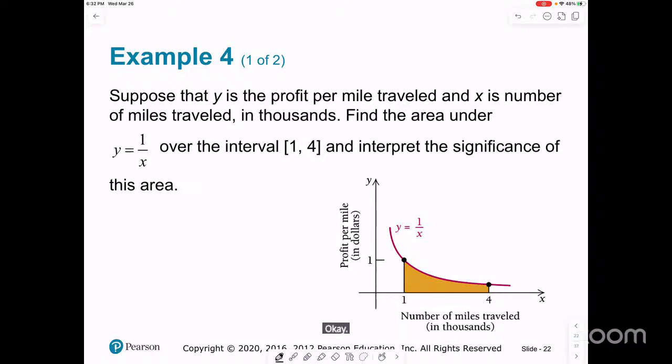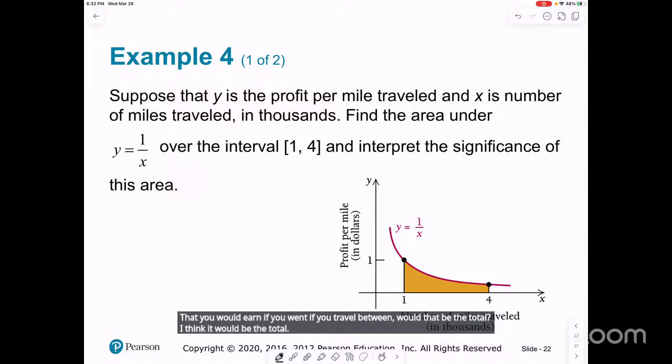Area, profit per mile. So would that be like the total profit that you would earn if you travel between, would that be the total? I think it would be the total. Okay, anyway, let's find the integral.